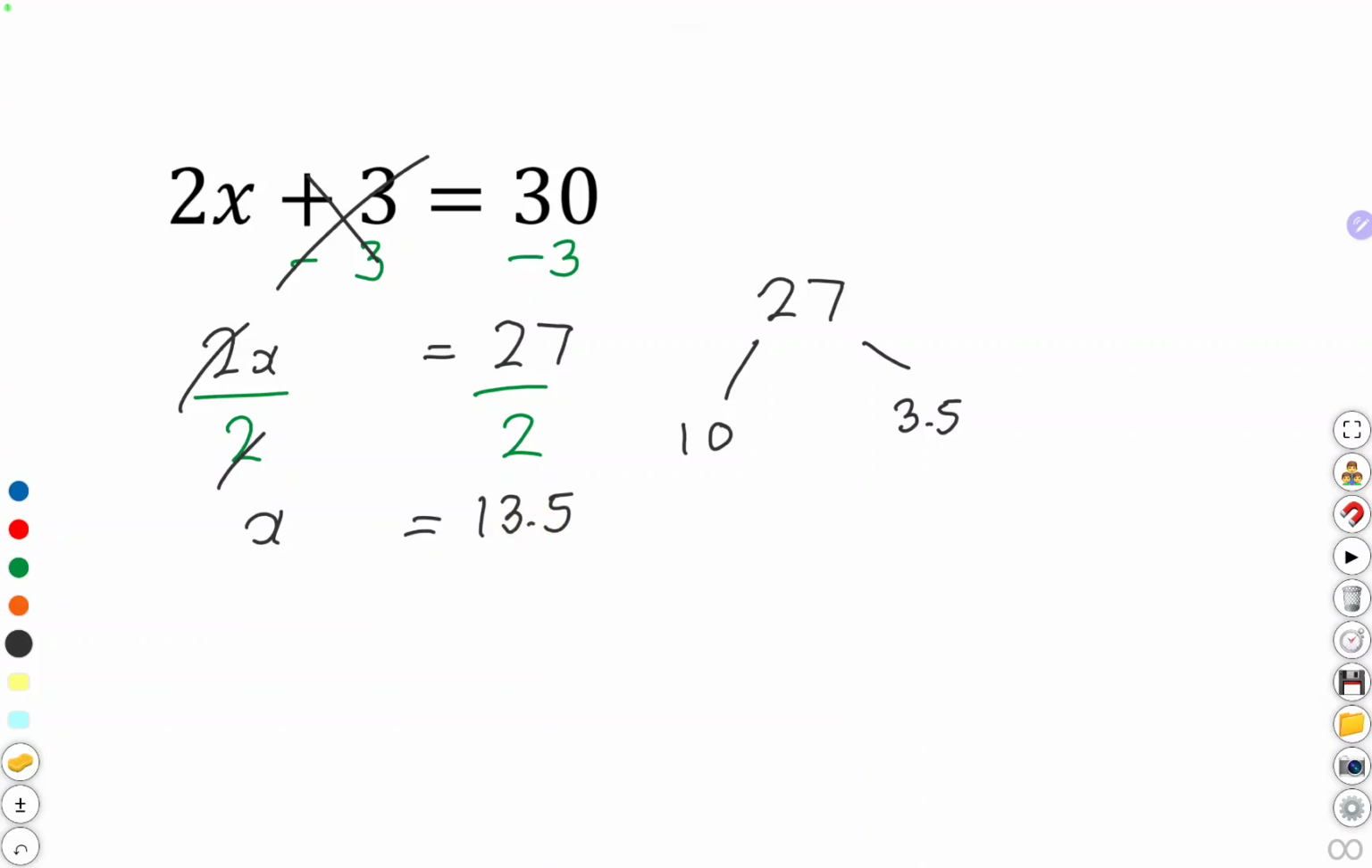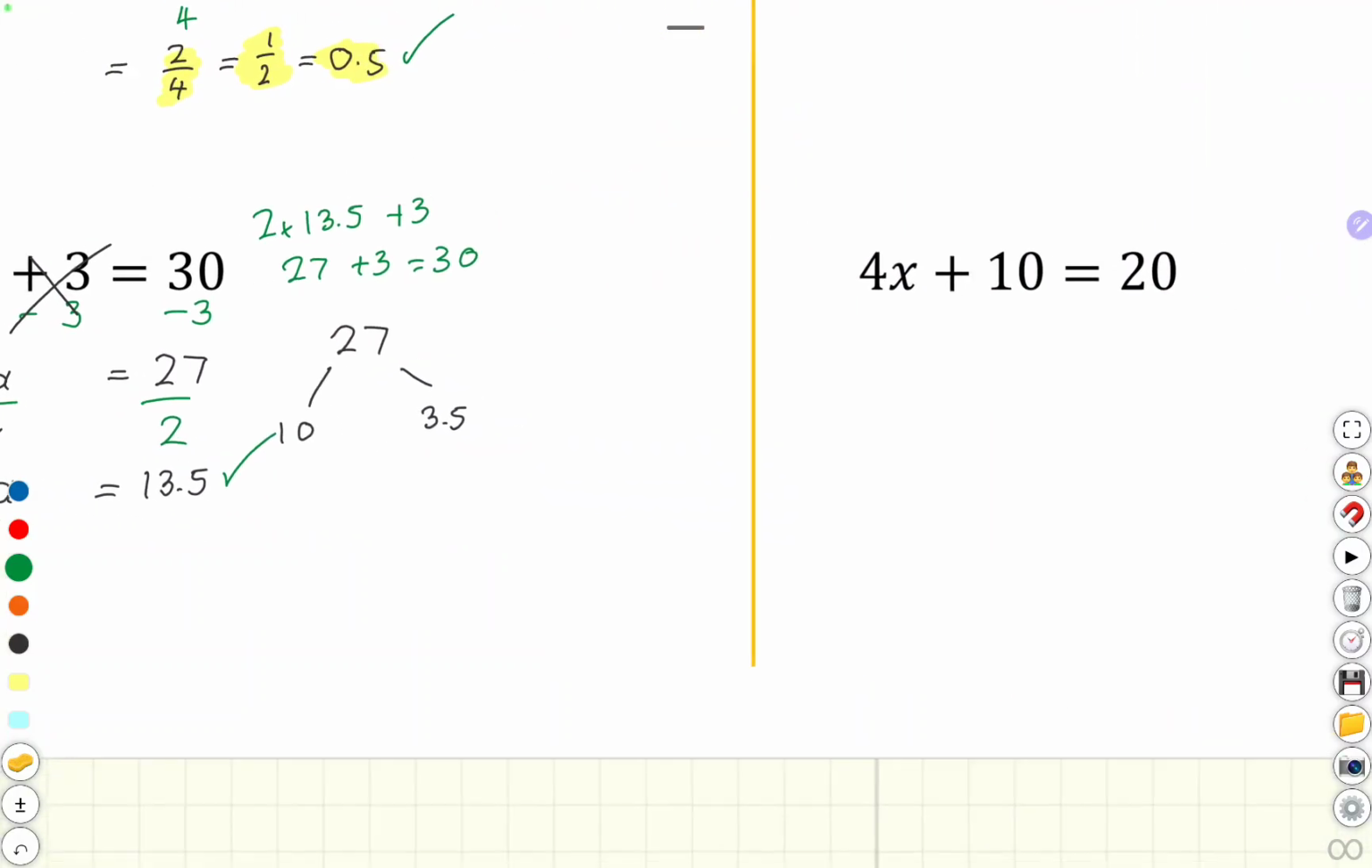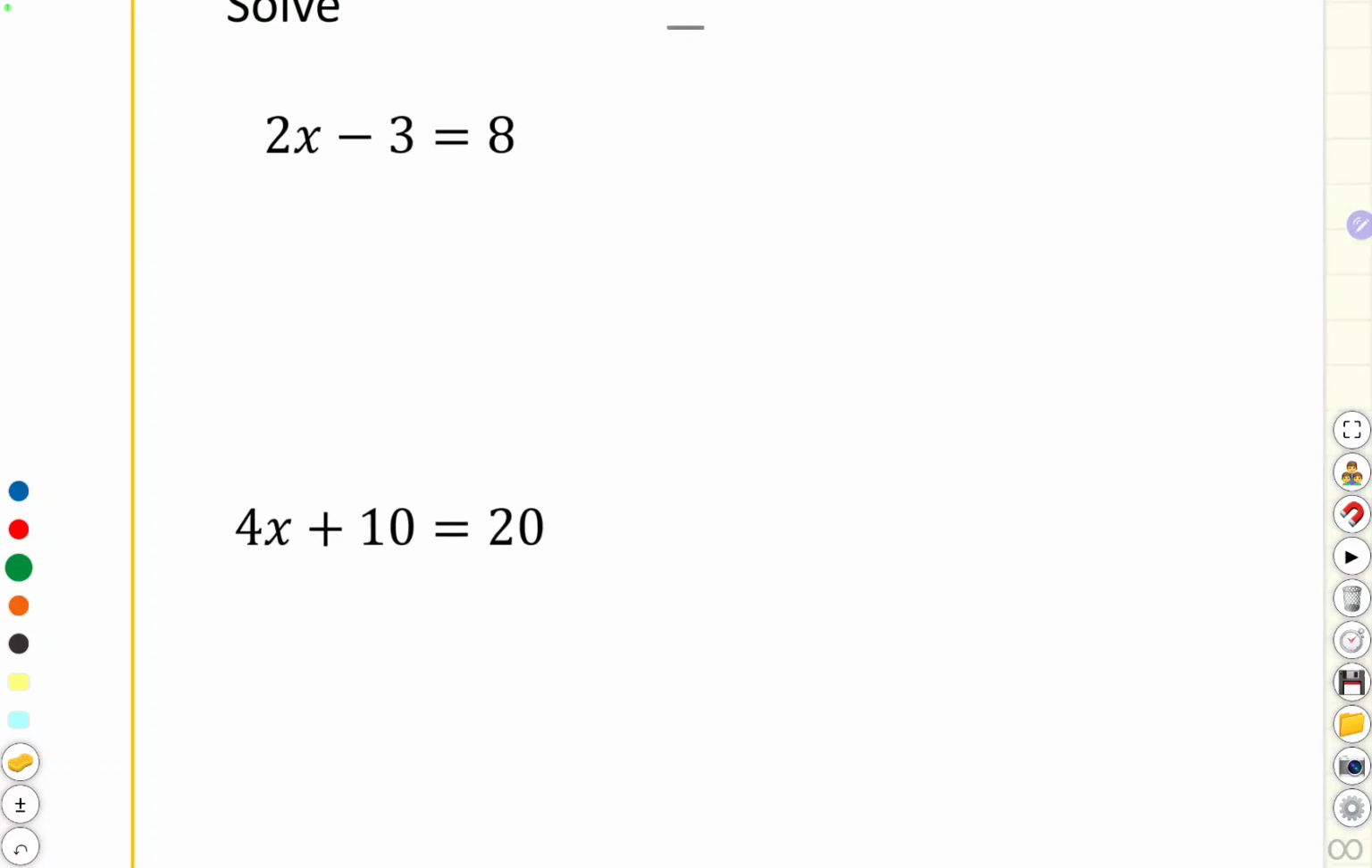13.5. Now let's test our answer. So 2 times 13.5, well, we know that's the same as 27 plus 3. So we've got 27 plus 3 equals 30. I must be correct. Have a go at these two for yourselves and pause the video.